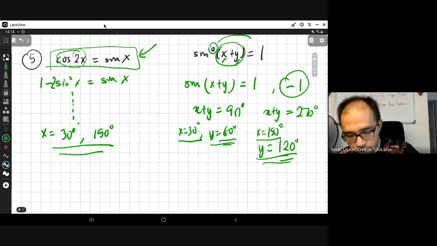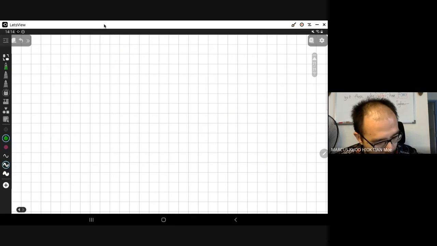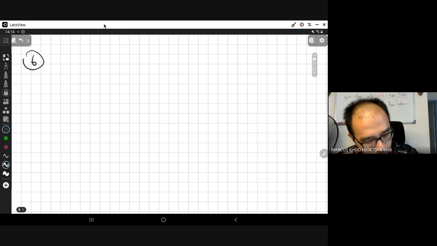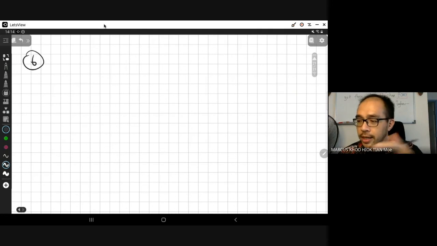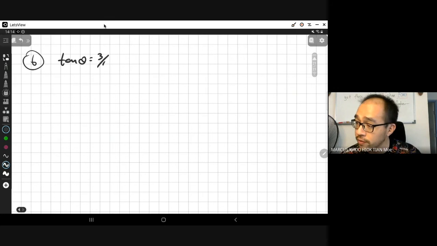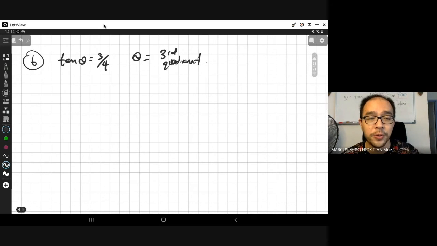Which brings me to the last question of the day. The last question of this chapter. Well, not now, but okay. Tangent theta equals 3/4, and theta is in the third quadrant. Find without using a calculator the values of tangent half theta. Oh no.